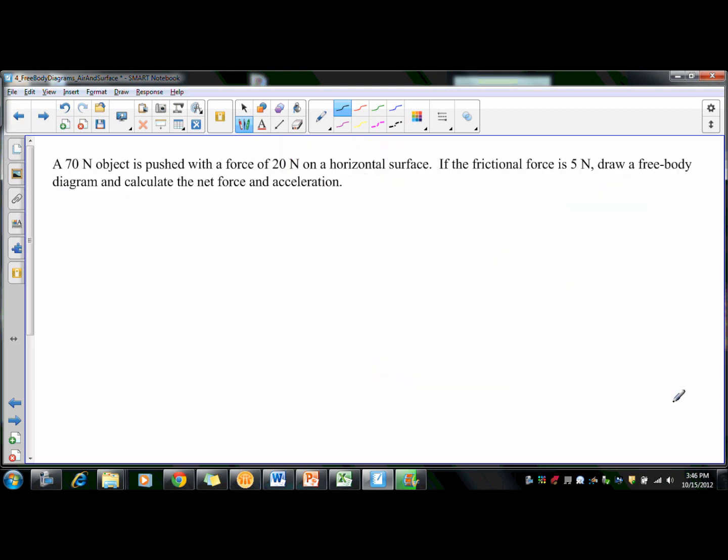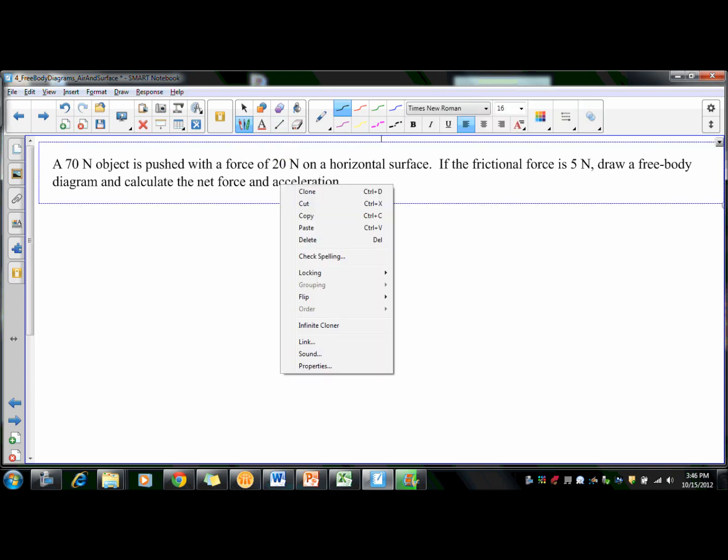All right, so let's do another example. So it says a 70 Newton object is pushed with a force of 20 newtons on a horizontal surface.